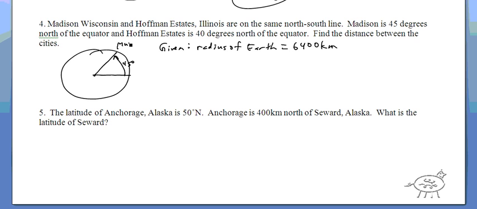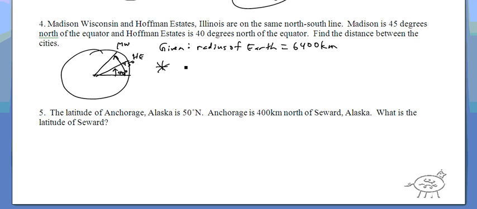That's Madison, Wisconsin. And Hoffman Estates, right here. I know it's not really to scale. Hoffman Estates, that is 40 degrees. Okay?